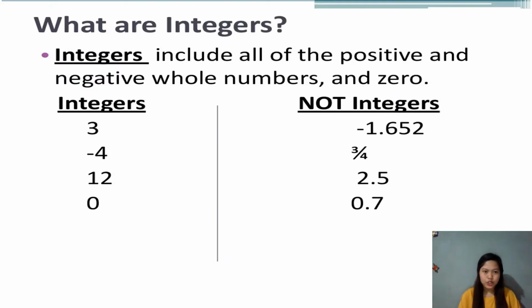So what are integers? I think we already discussed what integers are from our previous topic. But let me just have a recap: when we say integers, it includes all of the positive and negative whole numbers and zero. Examples of integers are 3, negative 4, 12, and 0. Examples of numbers that are not integers are negative 1.652, 3/4, 2.5, and 0.7.